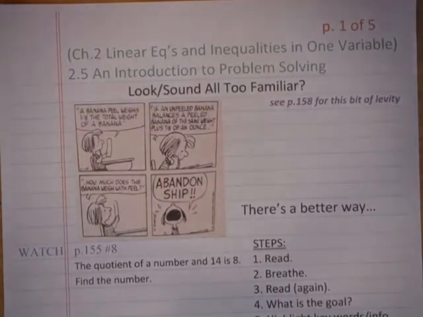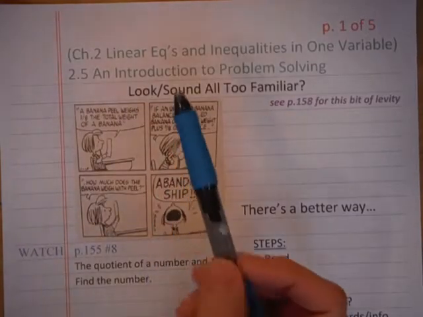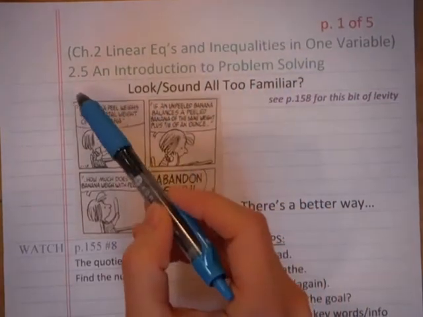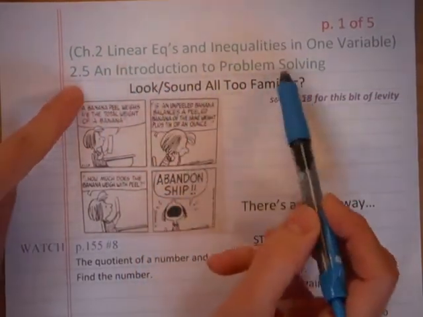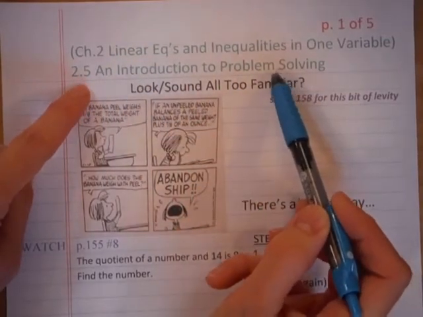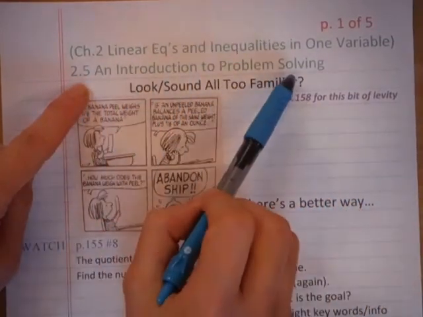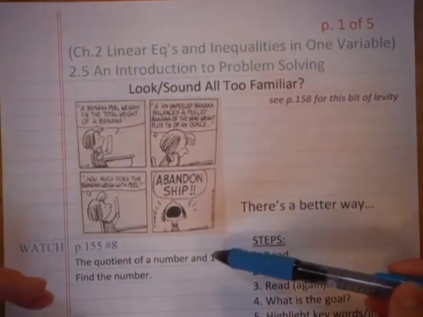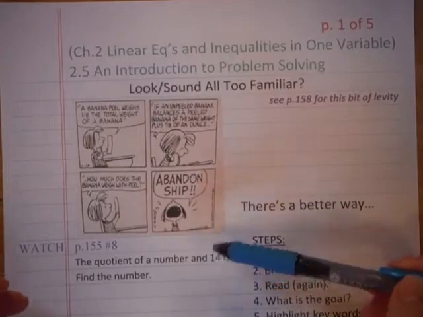Okay, welcome to section 2.5. We're here at the top of page 1, and section 5 is called an introduction to problem solving. So I feel like we've already had an introduction to problem solving in the translating that we worked on all through chapter 1. In the problem solving here, we are now going to take those translations and solve them, find the number, find the answer to the question.